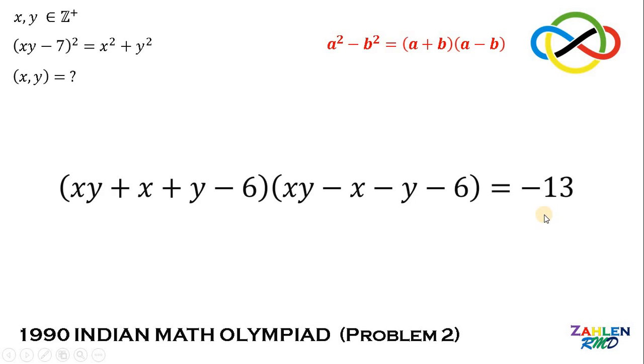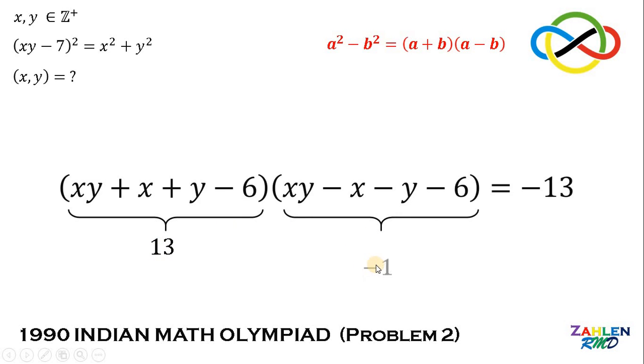And 13 is a prime number. Also take note that x and y are both integers. Therefore, the only possible values of these factors are as follows. If this is 13, the other factor is −1. Also, if this factor is −13, the other factor is positive 1. Another possibility is this factor is 1 and the other factor is −13, or this is −1 and the other factor is positive 13.